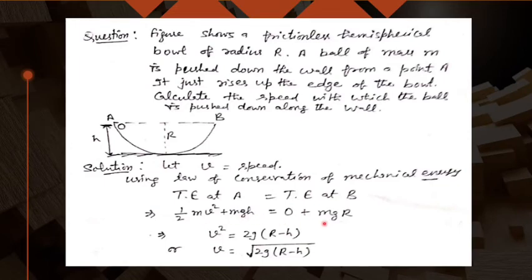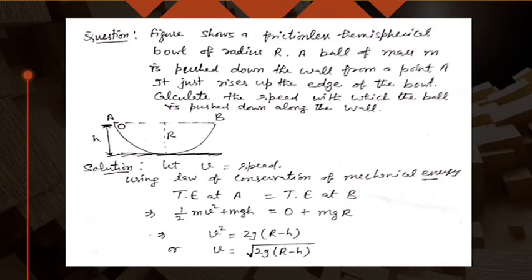But for B, it will be rising to the height r, and it is just reaching over there. It means its speed becomes 0, or velocity is 0. So you can equate the values and calculate the speed with which it was pushed. So this type of questions on the conservation of mechanical energy can be there.